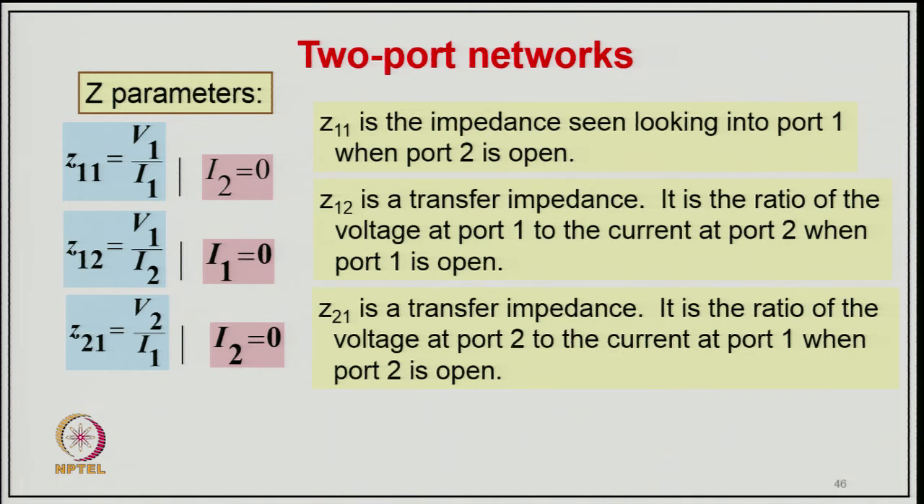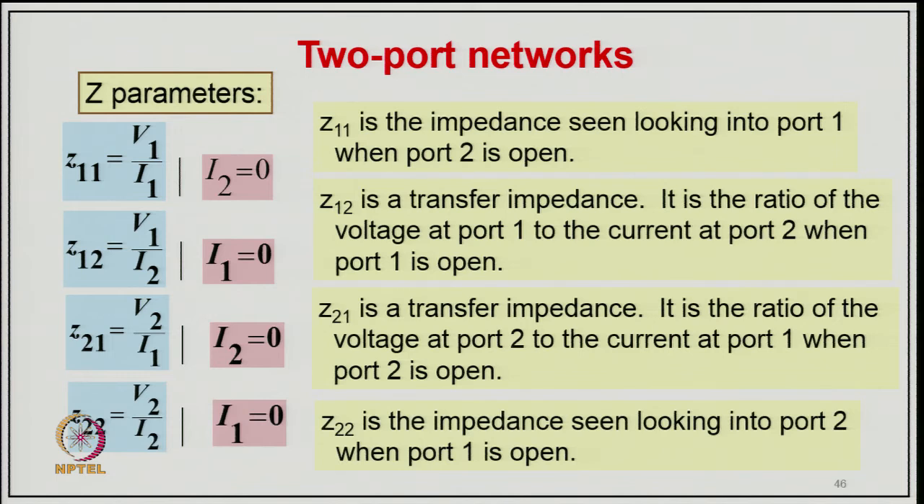Similarly, Z21 is V2 upon I1 when I2 equals 0. So, Z21 is the transfer impedance, the ratio of the voltage at port 2 to the current at port 1 when port 2 is open. And Z22 is V2 upon I2 when I1 equals 0. So, Z22 is the impedance looking from the input port into port 2 when port 1 is open.